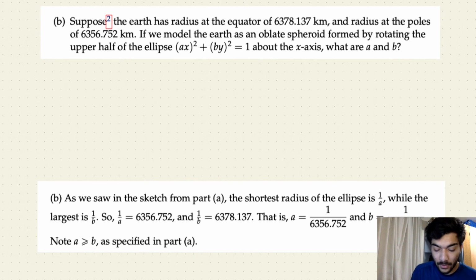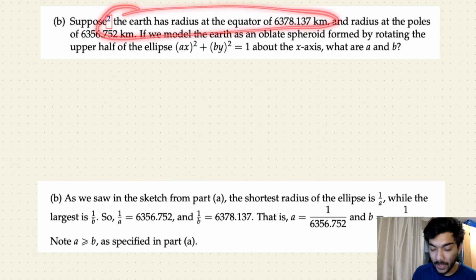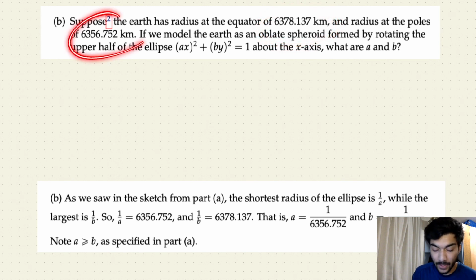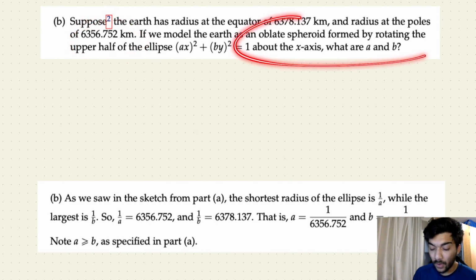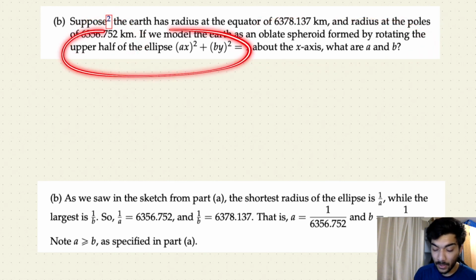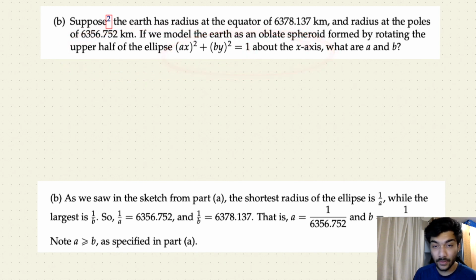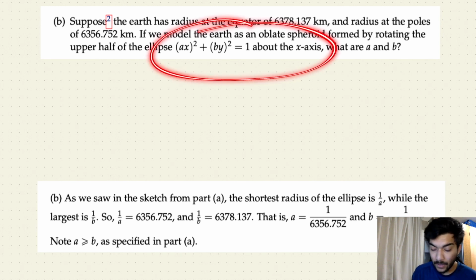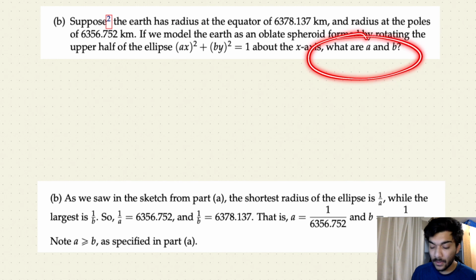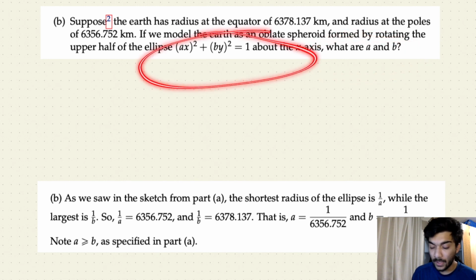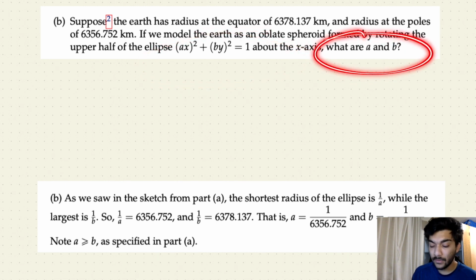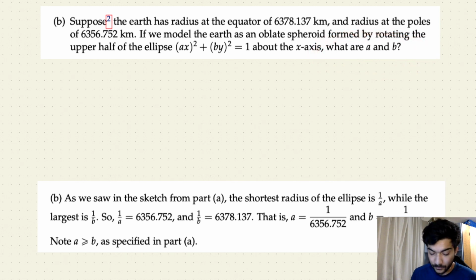So now the next question is, suppose the earth has a radius at the equator of 6378.137 kilometers and the radius at the poles is this one. If we model the earth as an oblate spheroid formed by rotating the upper half of the ellipse about the x-axis, the same ellipse that we rotated in the previous part, we have to find the values of a and b in this case, right?